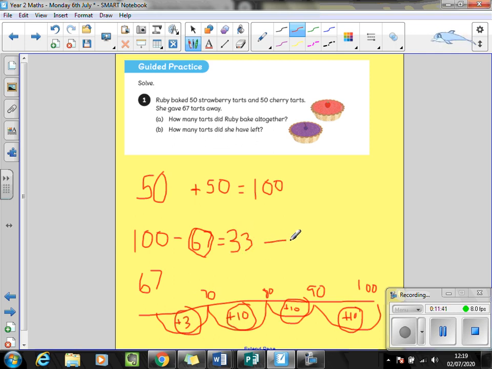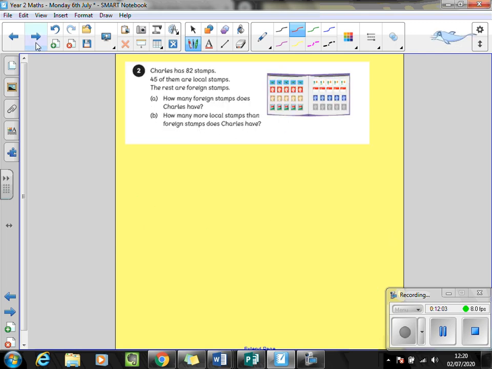And for those of you who want to, you could challenge yourself and you could check this by using the inverse operation. So if I know that 100 take away 67 is 33, I should know that 33 add 67 is 100. And if that does work, then it means you've got the right answer. Let's have a go at the next question.